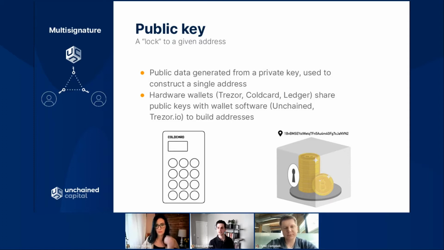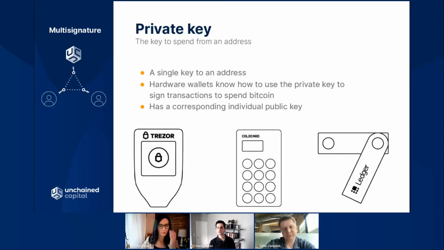Term number 3 is going to be private key. So if the public key is the lock, you can think of a private key as the key, and that is a key to spend from an address. So public keys are how you think about depositing Bitcoin to an address. Private keys are used to remove or withdraw Bitcoin from an address. It is a single key to an address, and hardware wallets know how to use the private key to sign transactions to spend Bitcoin. Every private key has a corresponding individual public key.